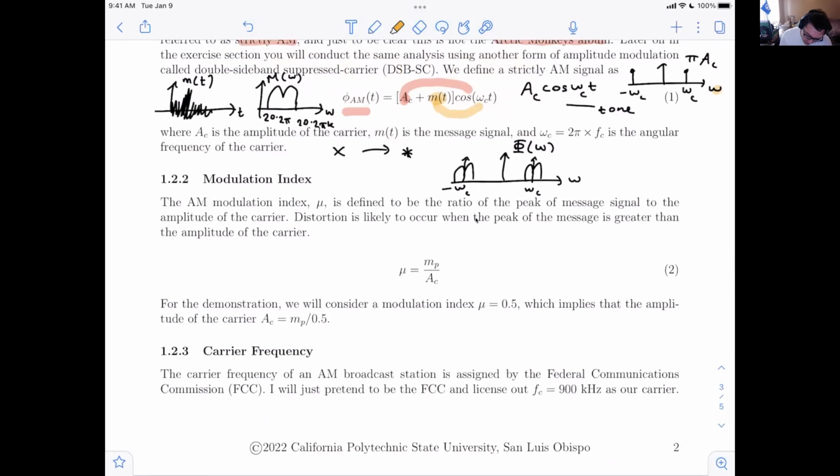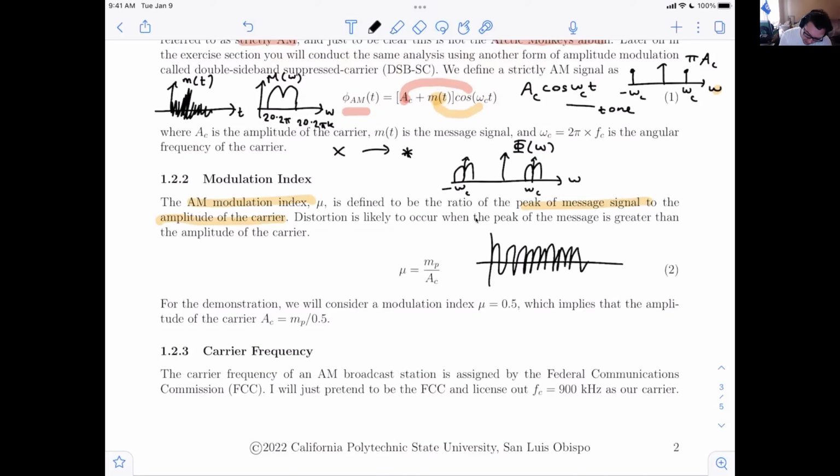Now, if we go on, we're going to talk about the AM modulation index, and that is the ratio of the peak of the message signal to the amplitude of the carrier. And distortion is likely to occur when the peak of the message is greater than the amplitude of the carrier, because think about it, our carrier is ideally oscillating very fast, and in effect, it's going to be sampling whatever our message signal is, right?